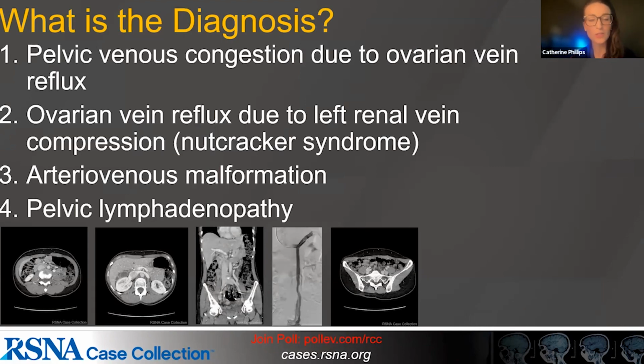So what's your diagnosis here? Is this pelvic venous congestion due to ovarian vein reflux? Is it ovarian vein reflux because the left renal vein has been compressed, aka nutcracker syndrome? Is there an arteriovenous malformation, or is it pelvic lymphadenopathy? Next slide.